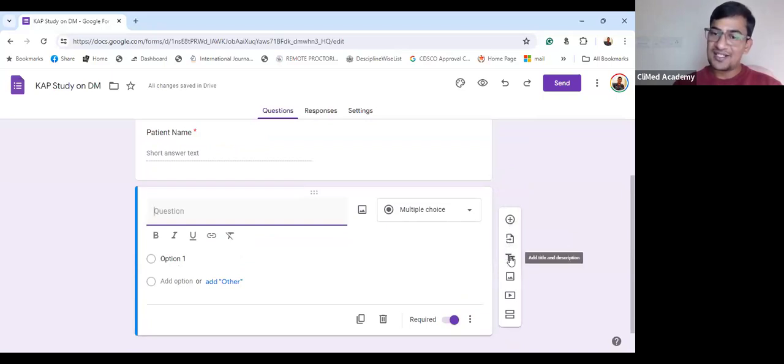It will create the sections. You can add the title or description here. You can add the picture here. You can add the video here. You can add the sections again here. Okay, you can import the questions from this arrow mark.